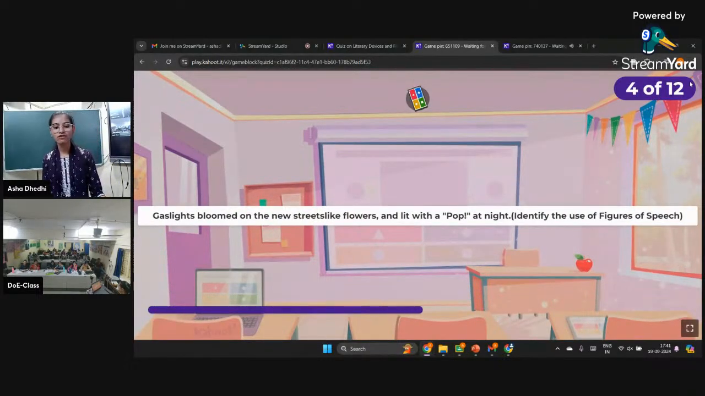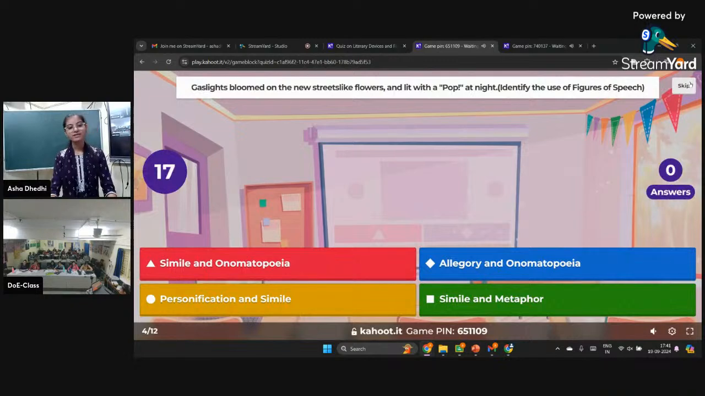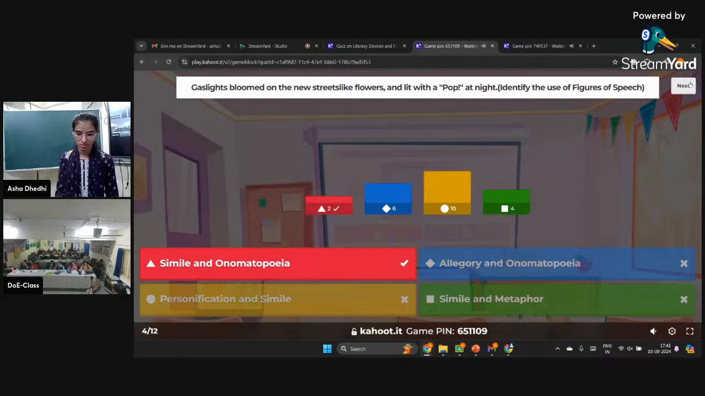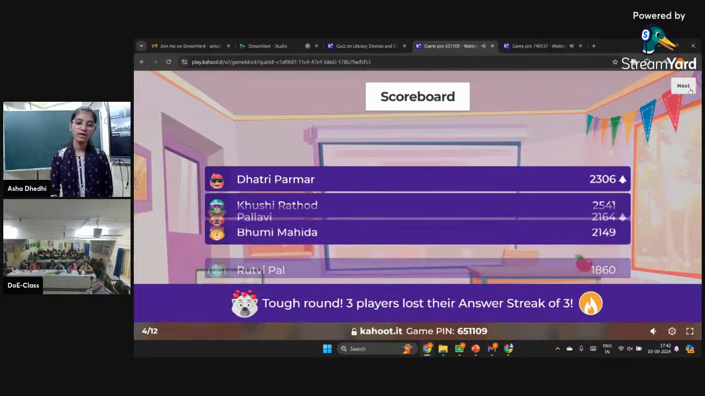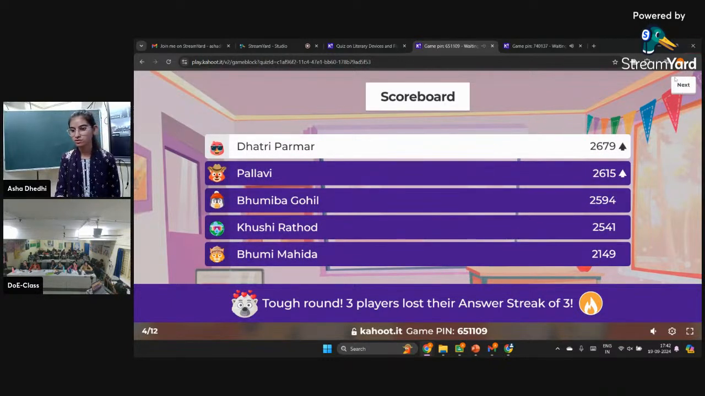Gaslights bloomed on the new street like flowers and lit with a pop at night. Identify the use of figures of speech. You have to identify 2 figures of speech used in this particular statement. Yes, the right answer is simile. Gaslights bloomed on the new street like flowers, so that is a simile. And lit with a pop at night: pop is a word which gives an onomatopoeic effect. So simile and onomatopoeia. Only 2 people have given the right answer. So Dhantri Verma has the first position.